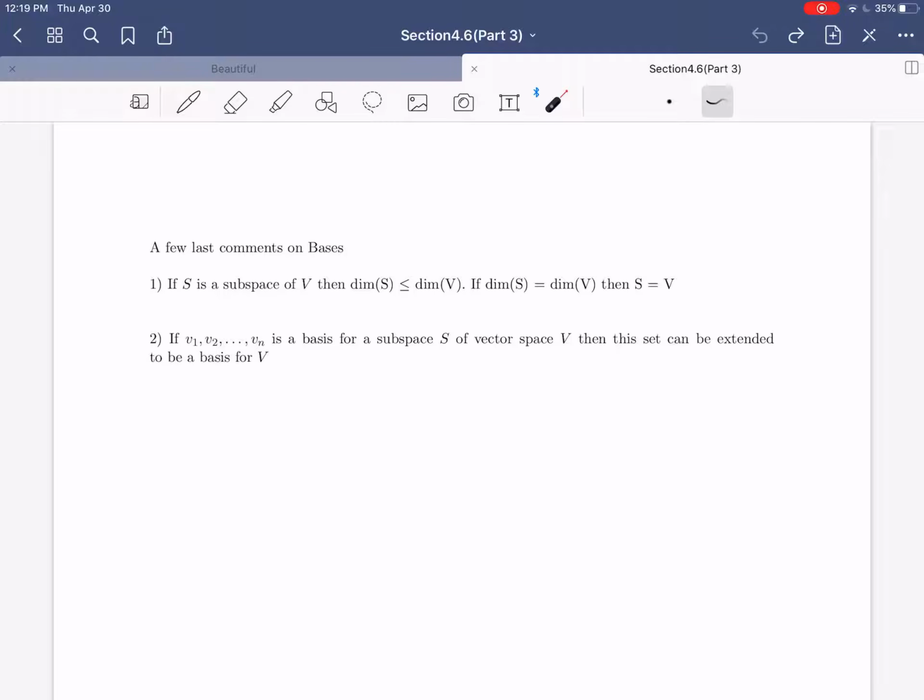In today's video, we're going to be finishing up section 4.6 from your textbook, which was introducing you guys to the concept of a basis of a vector space. To do this, we're going to do a couple little odds and ends to finish up this section. First, we're going to do a couple little extra facts about bases, specifically about how the basis of a subspace relates to the basis of a vector space.